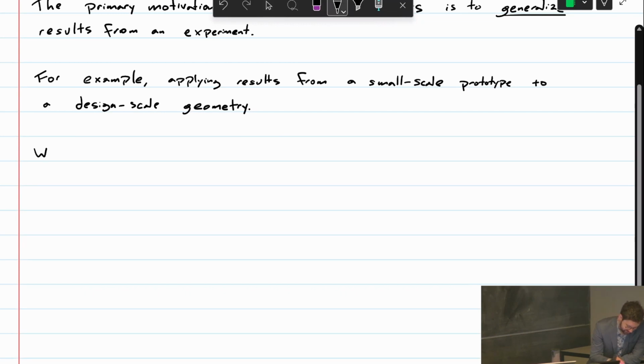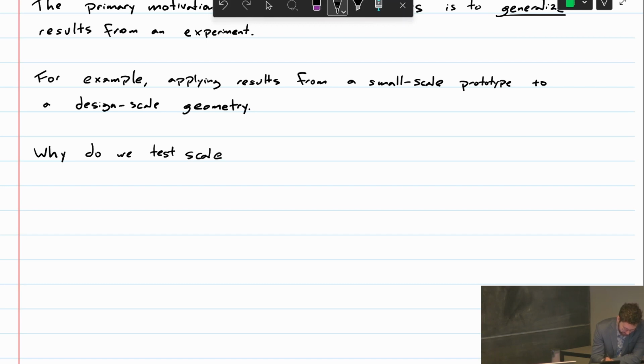So why would we want to test, I guess, a prototype that's a different size than our geometry? Why do we test scale models? I have a list here, but maybe you guys can help brainstorm. So I mentioned a few of them. Yep.